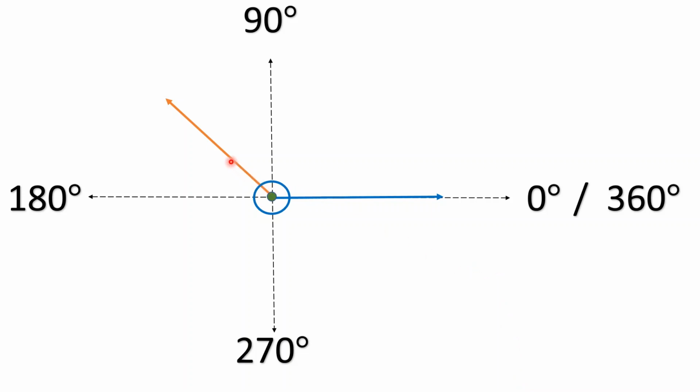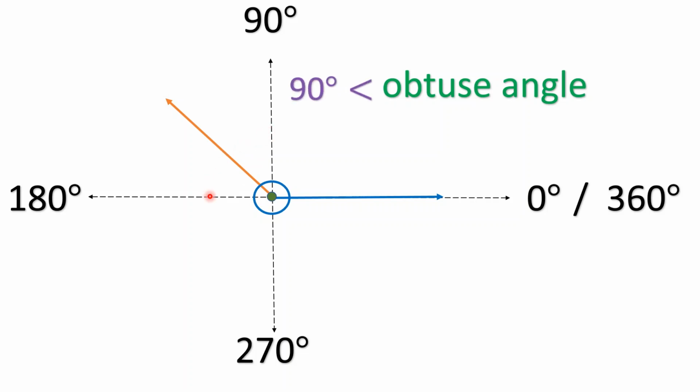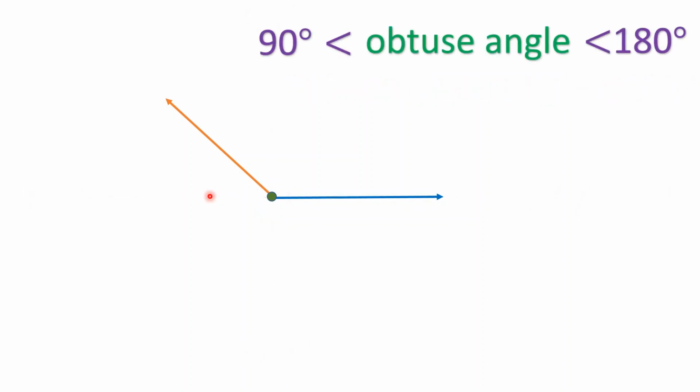Now here the terminal arm is placed between 90 degree and 180 degree. Such an angle is called obtuse angle. Its measure is greater than 90 but less than 180 degree. Looks like this.